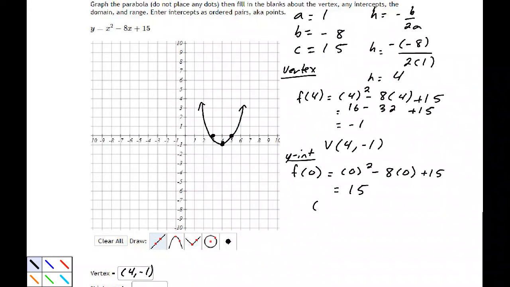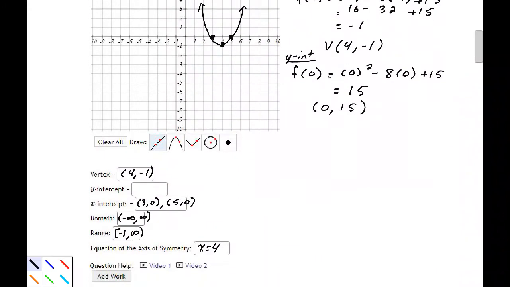So the point (0, 15) is our y-intercept. I'm going to put that in my box: 0, 15 in parentheses. Right, now there's a place to add work for this question. So as you can see, there is some work that goes into this particular question.